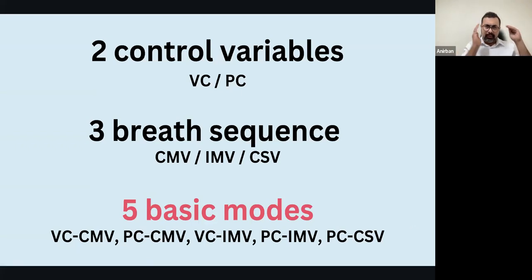You may have a Hamilton ventilator, a Puritan Bennett, a GE ventilator, n number of ventilators. They will have different fancy names, but if you break them down into one of these 5 modes, you will understand what settings you need to apply and what kind of mode it actually is. So this is the bare skeleton of the basic modes. The names can vary according to your ventilators.